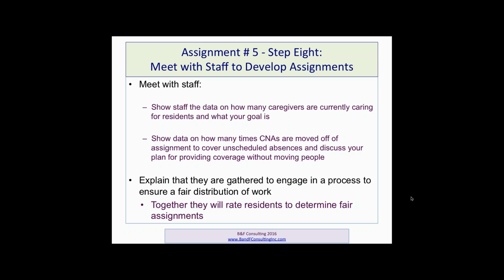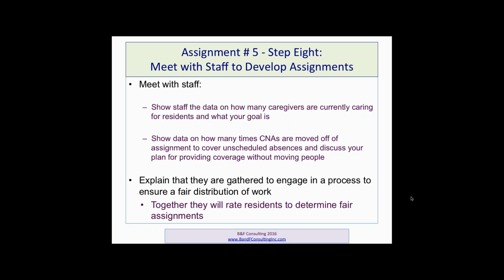Now that you've made key decisions about staffing and set the framework for your schedule, it's time to take this discussion back out to the staff. In Step 8, members of your committee will meet with the staff to figure out which residents go into which assignments so that each assignment is fair.